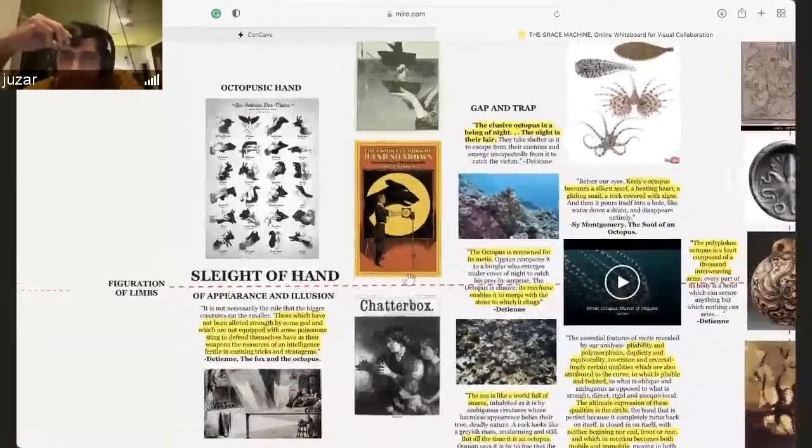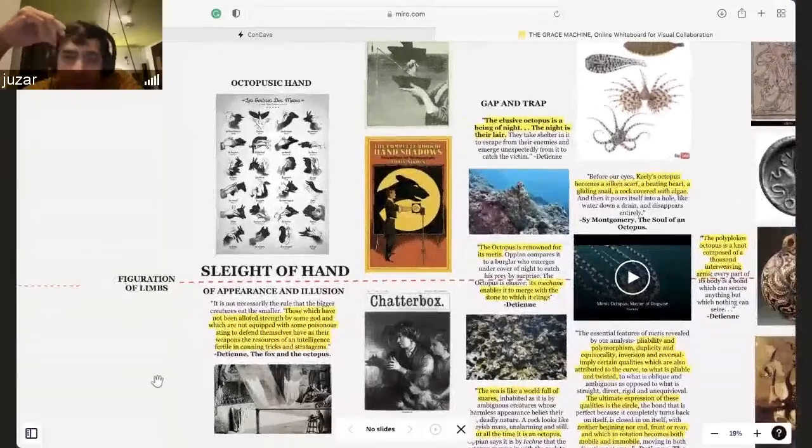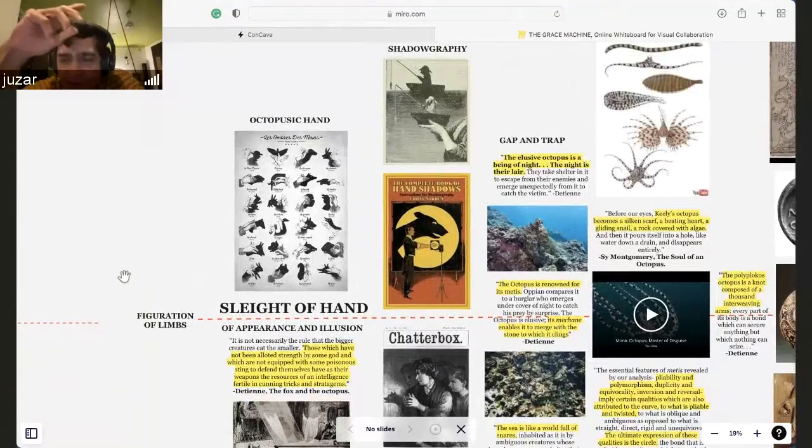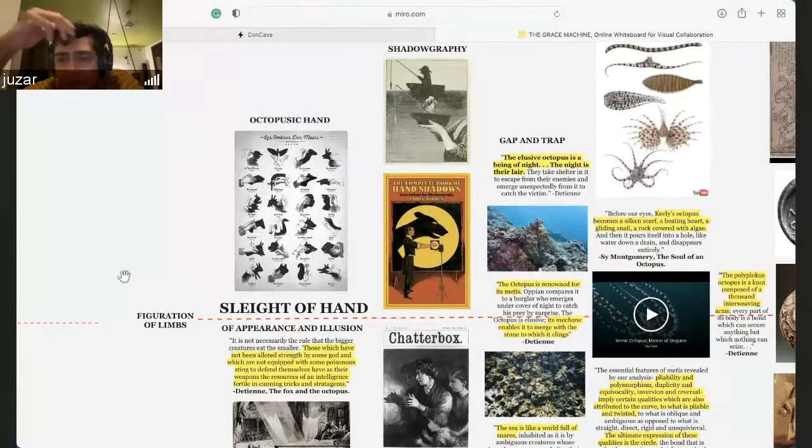So I was also looking into shadowgraphy and what sort of appearances the hand can make. So I call it an octopusic hand. You can say octopus as a hand cut loose, or our hand as octopusic.